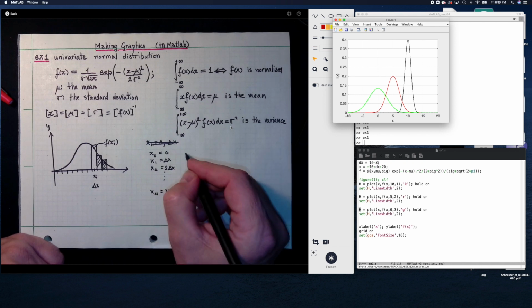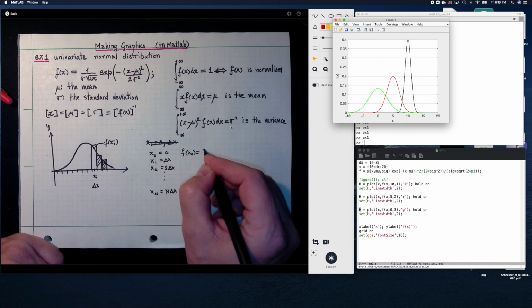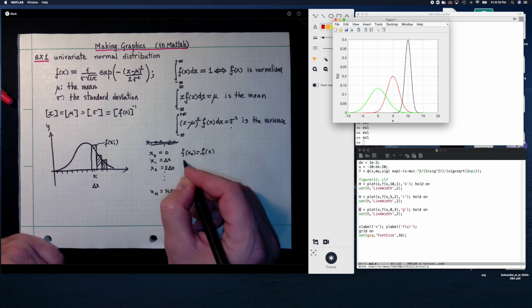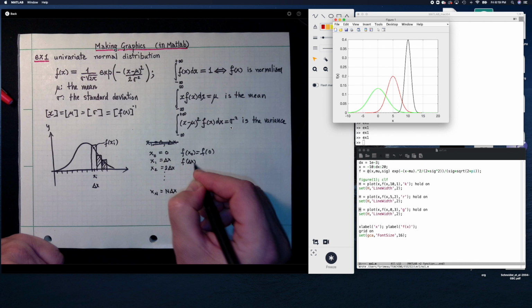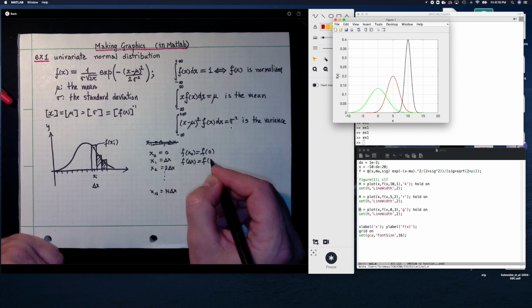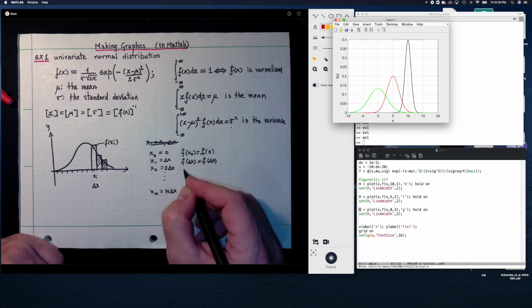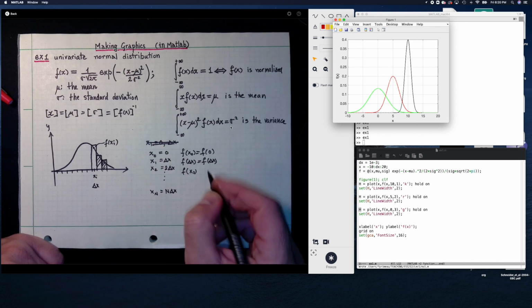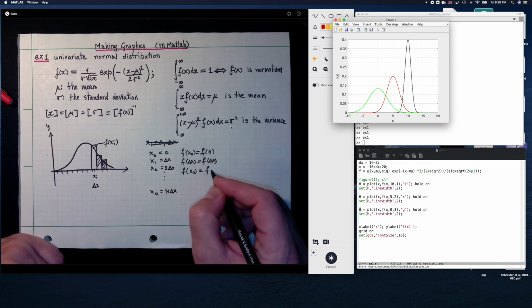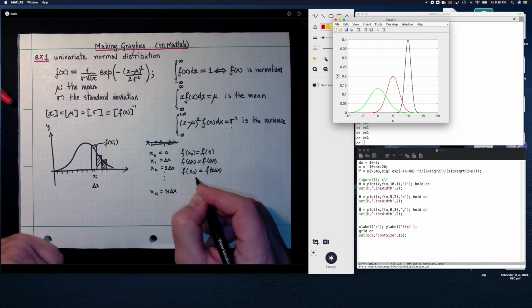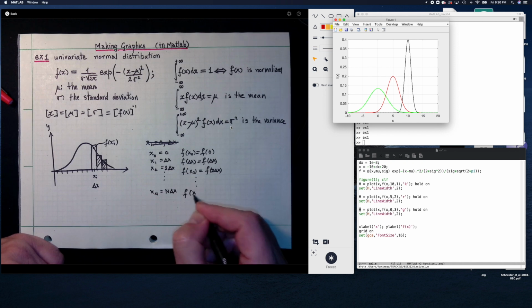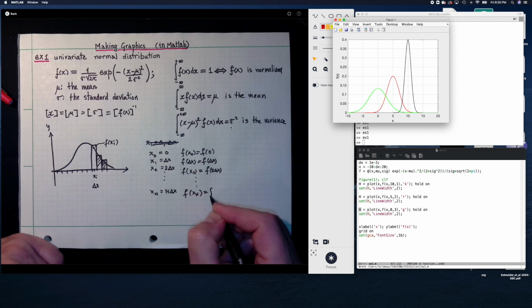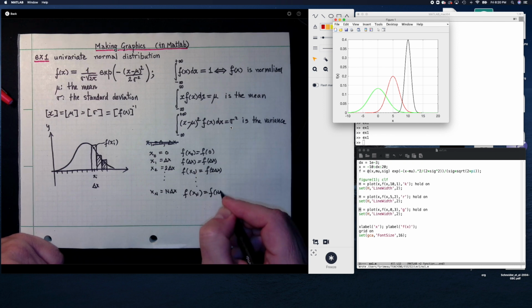And at each point I evaluate the function: f of x0, which is f of 0, f of x1, which is f of delta x, f of x2, which is f of 2 delta x, and so on, all the way up to f of xn, which is equal to f of n delta x.